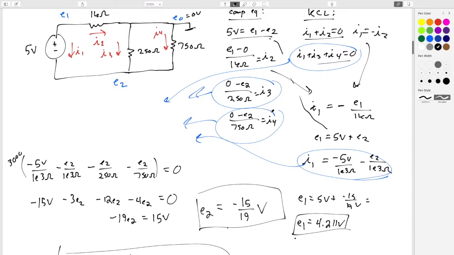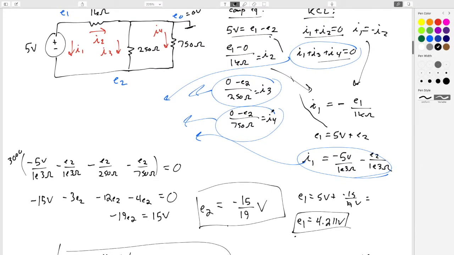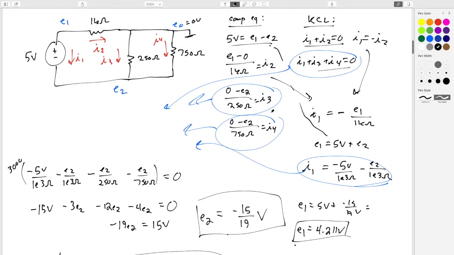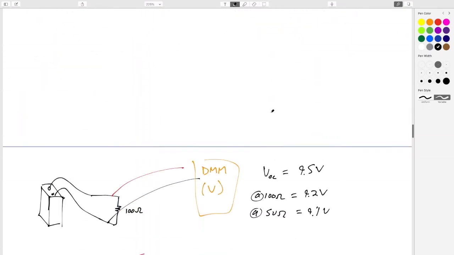You can see there's actually a lot less math I wrote here. So as you do more and more nodal analysis, don't do it line by line like I did. You should be able to intuitively see where these things are coming from and then just do them in line. That makes it much quicker.